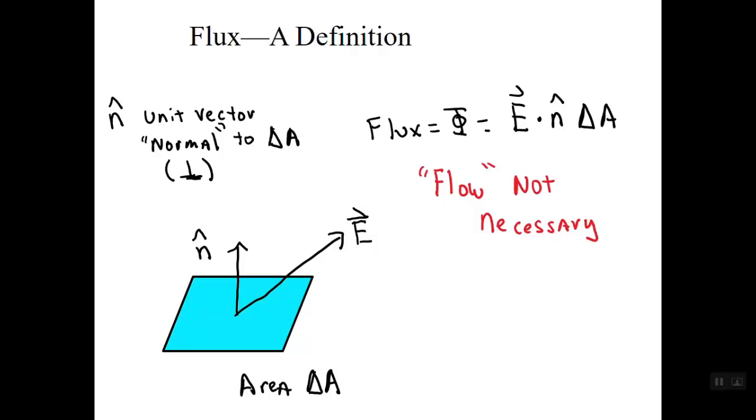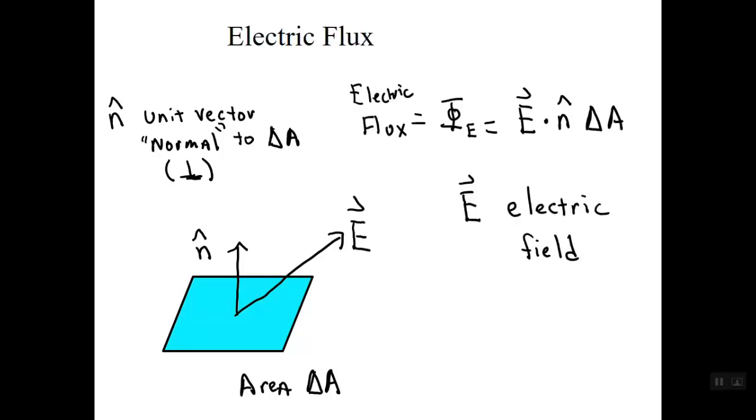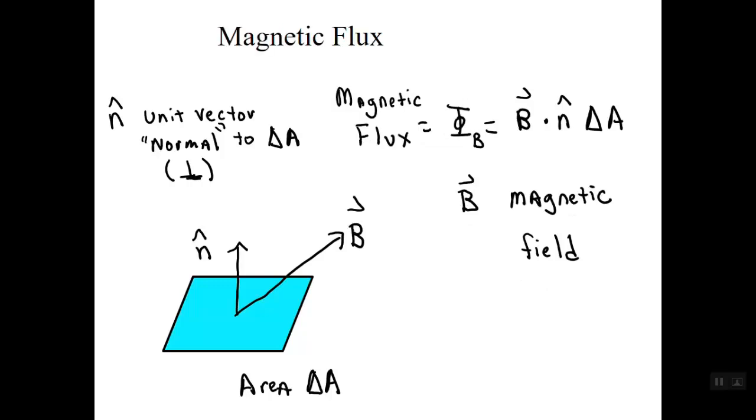Now, given this choice of the letter E, you might guess that this is how we define the electric flux, the flux of the electric field on the surface delta A. This definition assumes vector E is uniform on delta A. Similarly, we can define the flux of the magnetic field on the surface delta A. This is how that's done. Again, we assume that vector B is uniform on the area delta A.